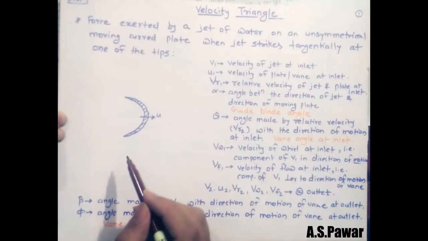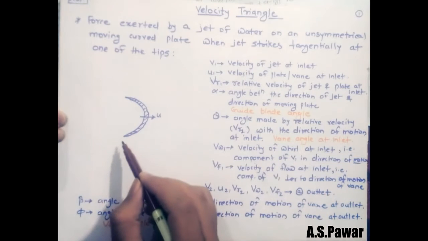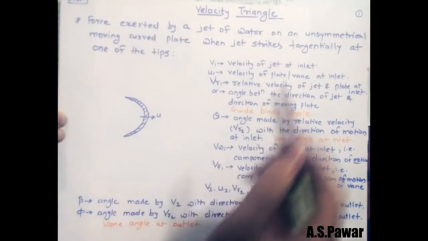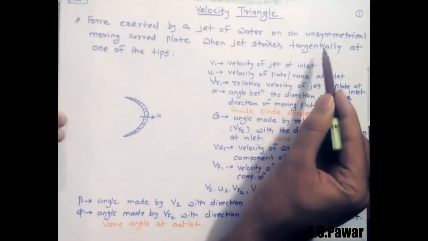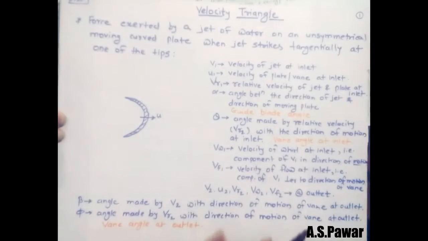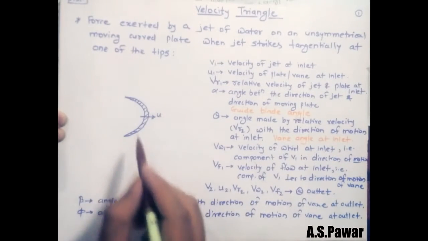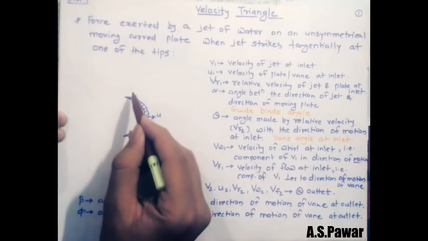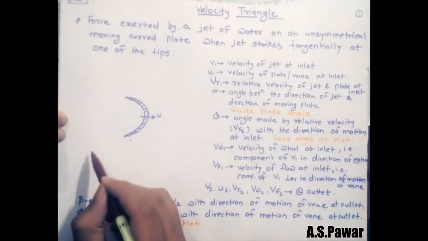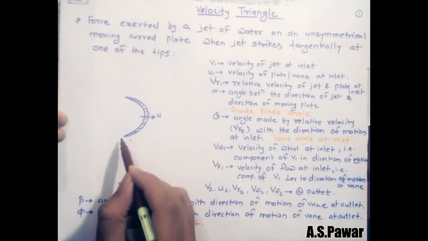Now we'll consider one jet which is striking this plate tangentially. Okay, jet strikes tangentially at one of its tips. So in this case I am going to consider this as the inlet and this as the outlet when jet is striking this plate tangentially.